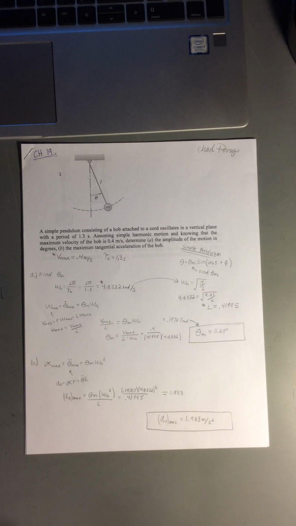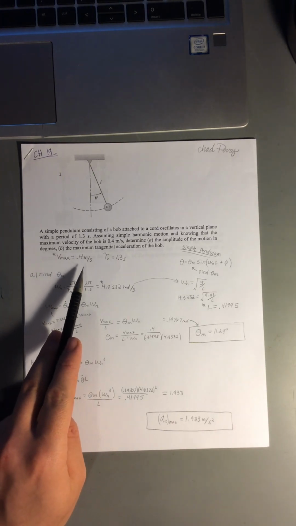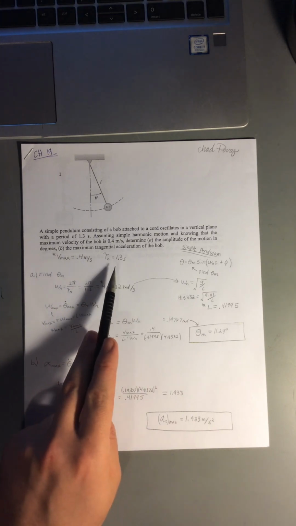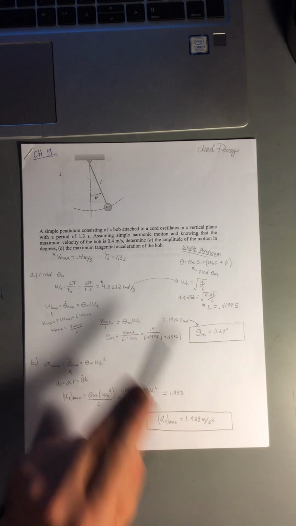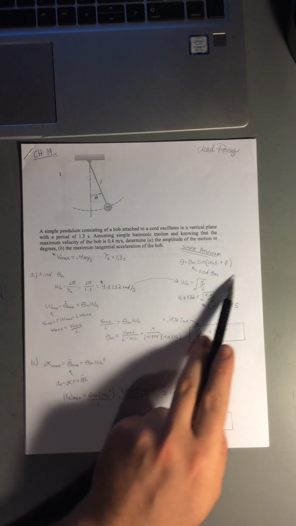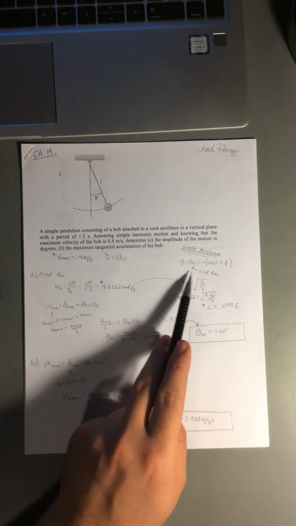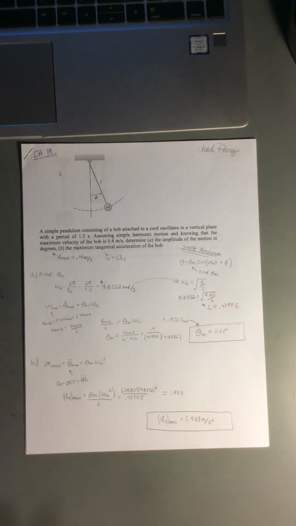And so to solve this problem, the first thing I did was just write out some of the given information and what we know about simple pendulum motion. And so we were given our maximum velocity here of 0.4 meters per second, and we were also given the period for this pendulum is 1.3 seconds. And since it's a simple pendulum, we know that this is the equation for a simple pendulum, and we are asked to find this theta m value, our maximum theta value, which is the amplitude of the motion.